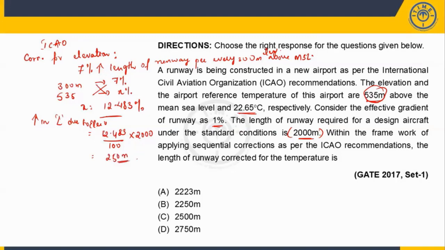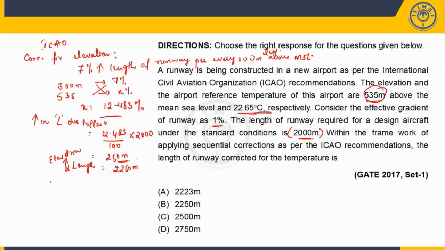Now, that is what is increased length after increase for elevation. Elevation increased length, how much is it? 2000 plus 250, 2250 meter. But we don't want it only for elevation. We want for the temperature. But before directly going for temperature correction, we need to do the elevation correction. That is why we have done this. Yes or no?